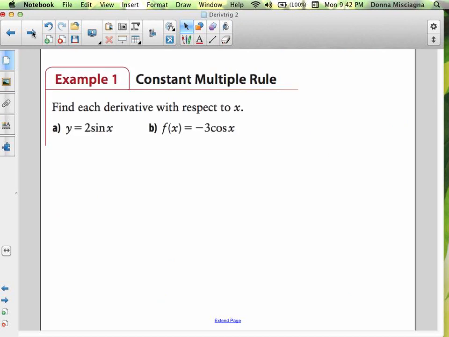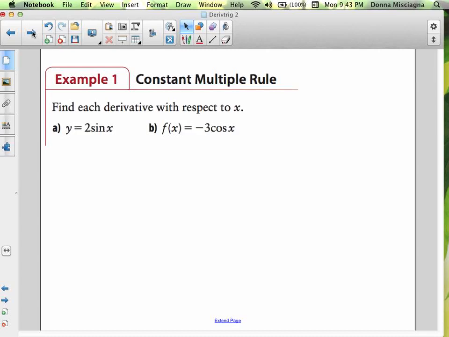Constant multiple rule. And by the way, I've had to keep these problems simple because all you've got right now in your toolbox is the power rule, the constant multiple rule, and the sum and difference rule, and now the derivative of sine x and the derivative of cosine x. So this is certainly not the end-all be-all in terms of difficulty on these problems, just so you know. We'll be doing more things with them. But using just the tools you have, let's find some derivatives.